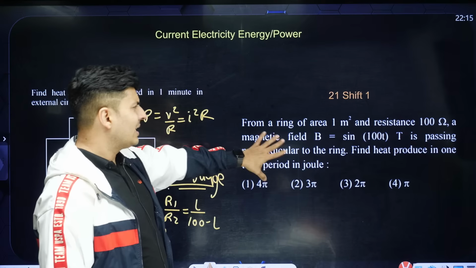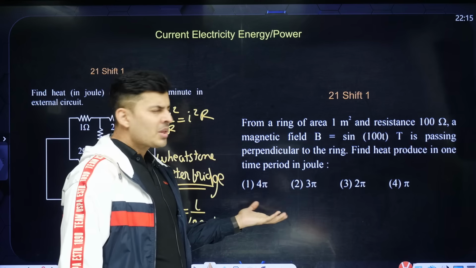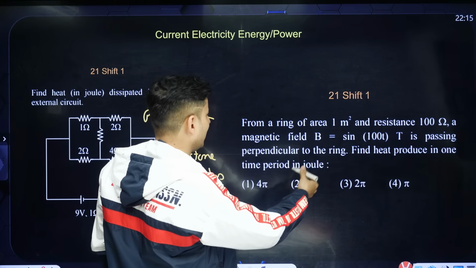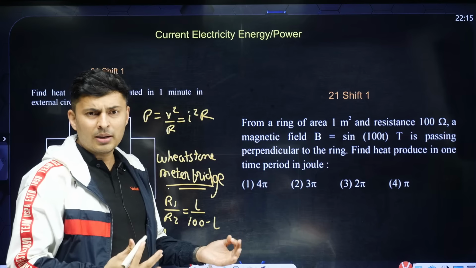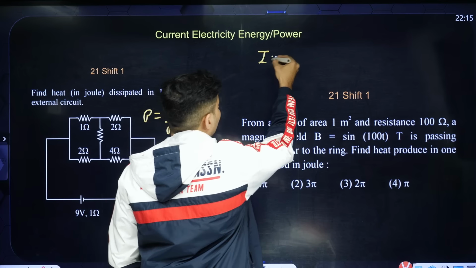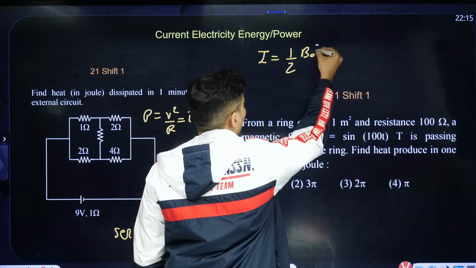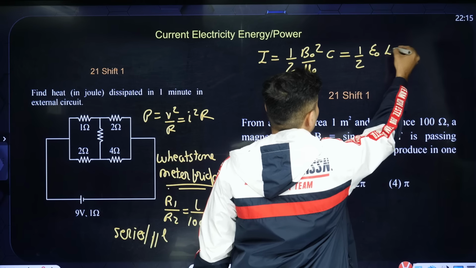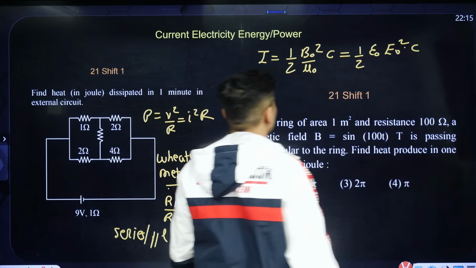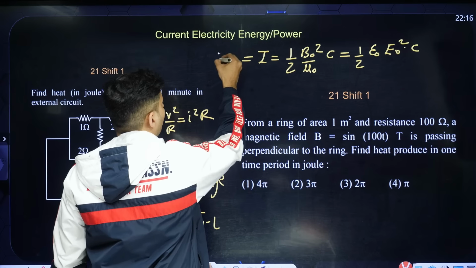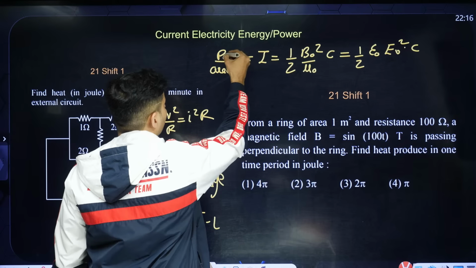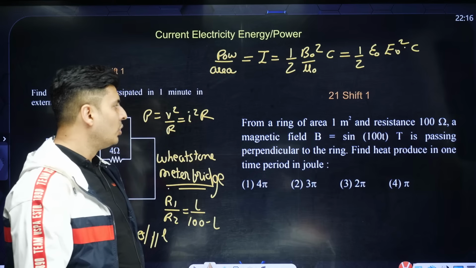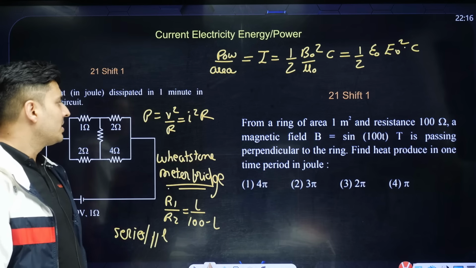So magnetic field, this was actually electromagnetic waves, not current electricity. So over here you should know how intensity is related to your magnetic field or electric field. So intensity is nothing but half B naught square by mu naught into C, which is also half epsilon naught E square multiplied by C. So intensity is nothing but power divided by area. This is power divided by area, right? So these are some standard things which you should definitely know, in multiple questions.